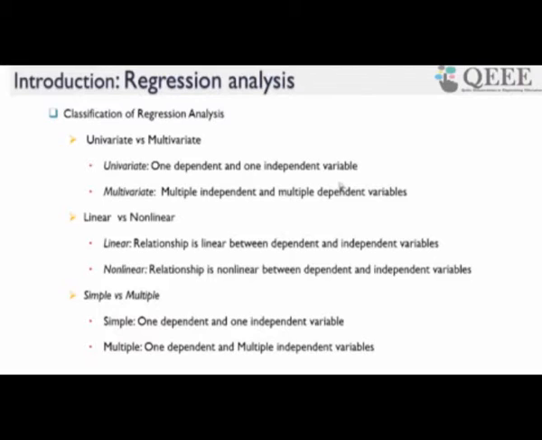Regression analysis is also characterized as simple versus multiple. Simple is one dependent and one independent variable, and multiple has multiple independent variables. The difference between multiple and multivariate is that while the independent variables are multiple in both cases, in multiple regression there is only one dependent variable. In multivariate regression there are multiple dependent variables. So you might think of multivariate regression as many multiple regression analyses that you perform.